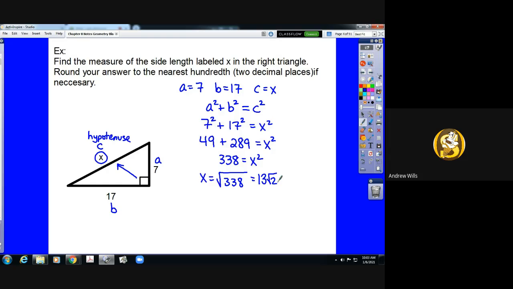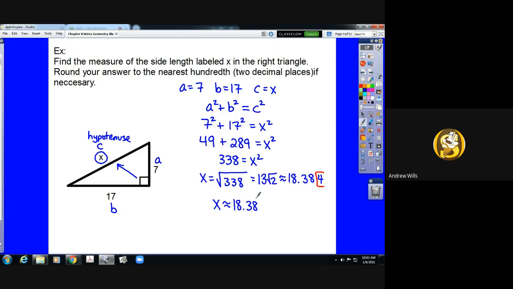That is 18.38, and the third digit is 4. So that 4 tells us we're going to round the 8 down, giving us x is 18.38.